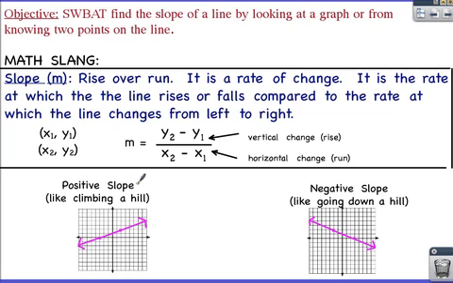Now, a positive slope looks like you're climbing a hill from left to right. So the slope of this line is positive. A negative slope looks like you're going down a hill from left to right. So this slope is negative.